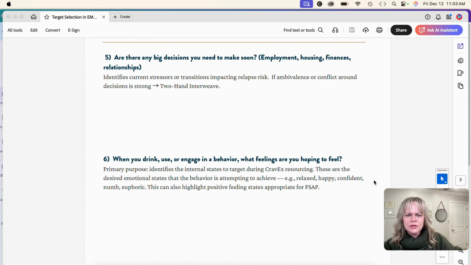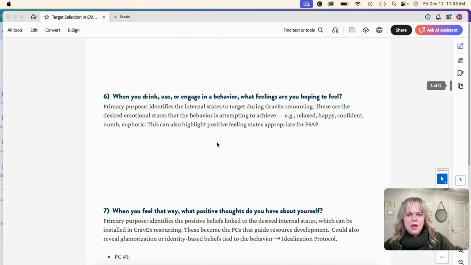And then this last one I'll do is, when you drink, use, or engage in that behavior, what feelings are you hoping to feel? This is to help you identify what needs they're trying to get met, and then maybe how do you get those needs met in a more healthy way. And this can help you with preparation for the CravEx resourcing, because there's a resourcing section in CravEx. It can also highlight the positive feeling states appropriate for the feeling state addiction protocol.